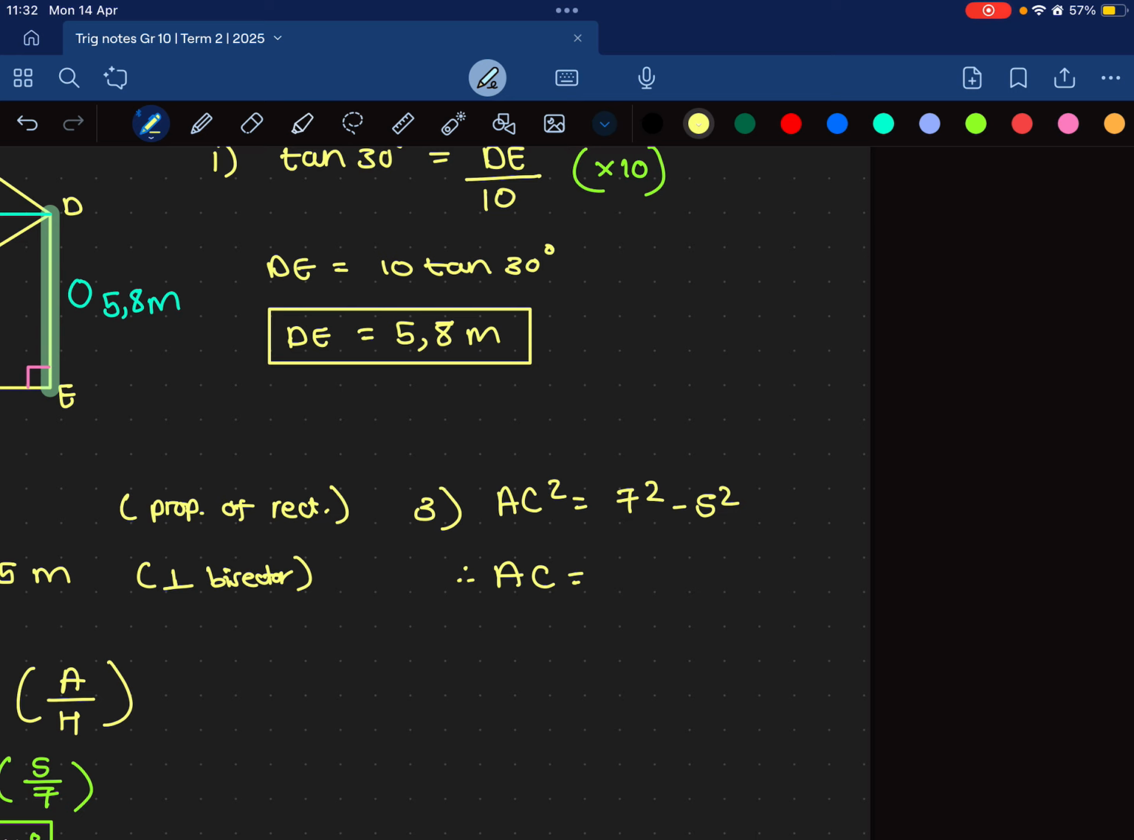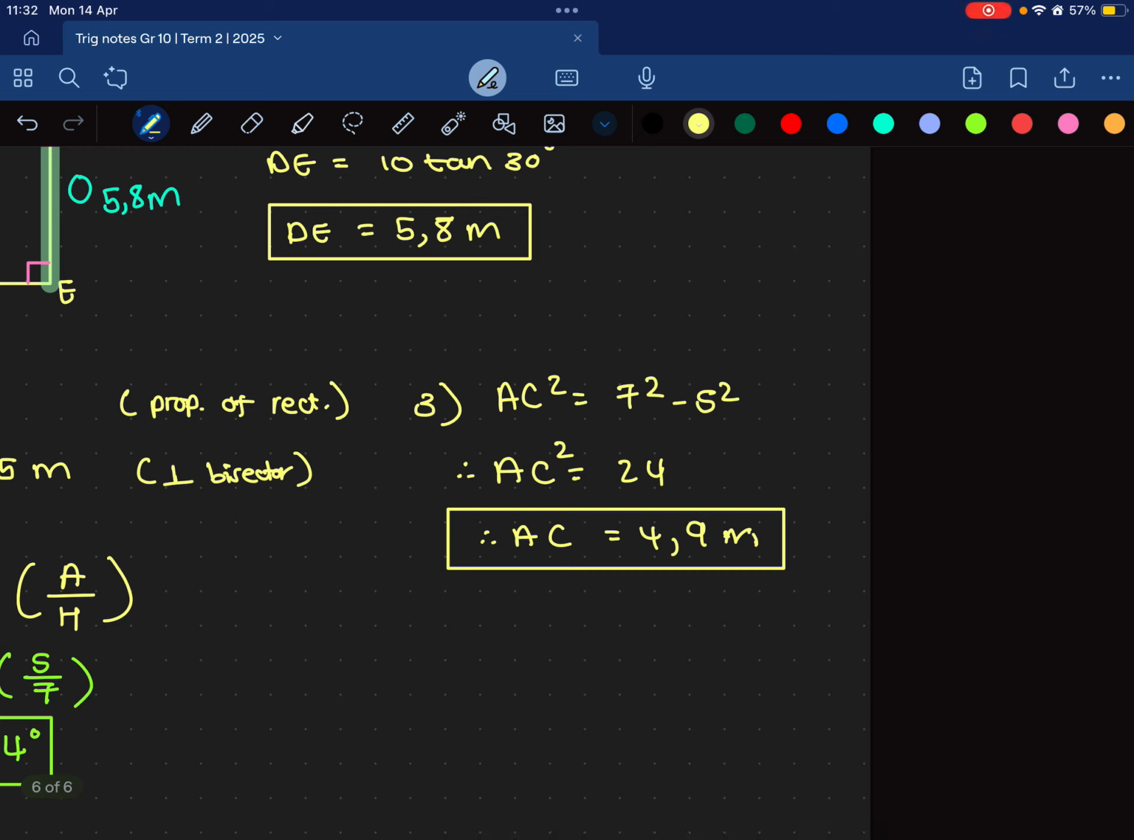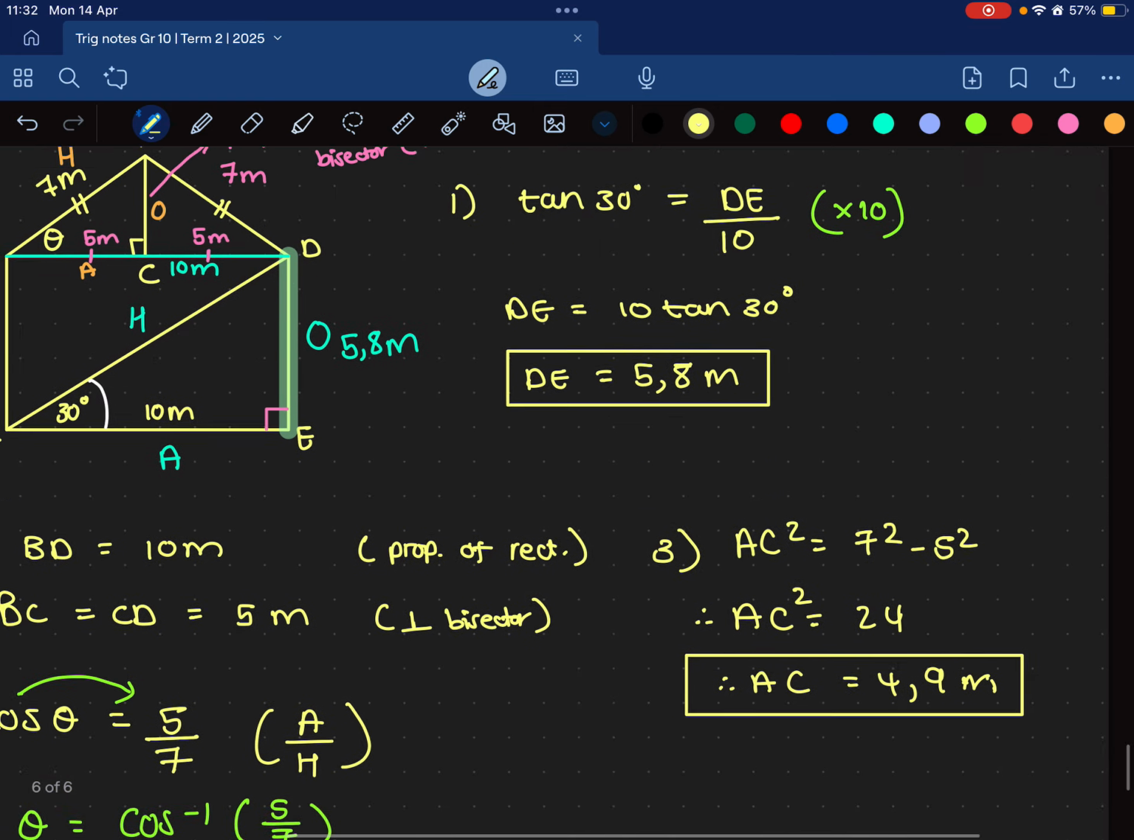You'll put on your calculator, 7 squared minus 5 squared is 24, and the root of that answer is going to be 4.9. You can plus minus if you want to, but we don't really talk about negative lengths, so it's acceptable to just leave it like that. Just make sure that you do give the positive answer there, because obviously a length must be positive.